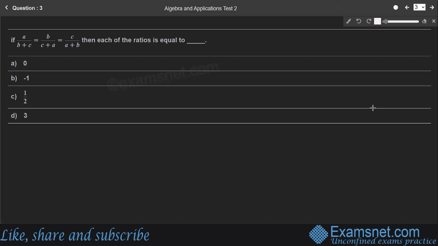Question number 3. If A/(B + C) is equal to B/(C + A) is equal to C/(A + B), then each of the ratios is equal to. So let us consider, students, each of the ratios is equal to an unknown term, let it be K, right? Therefore, we can write A/(B + C) is equal to B/(C + A) is equal to C/(A + B) is equal to K.